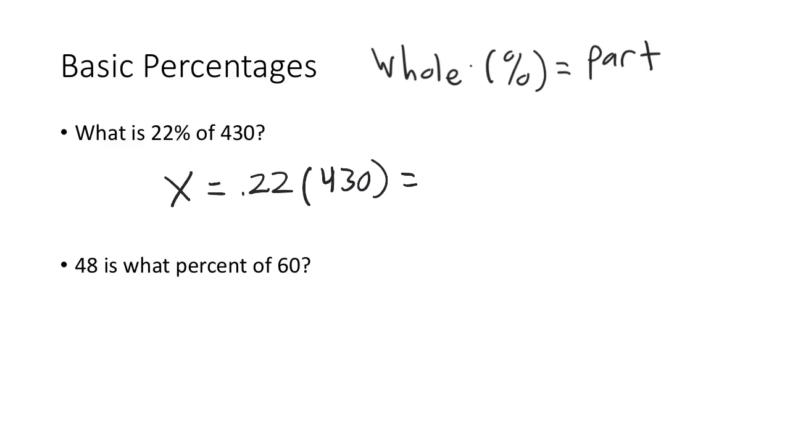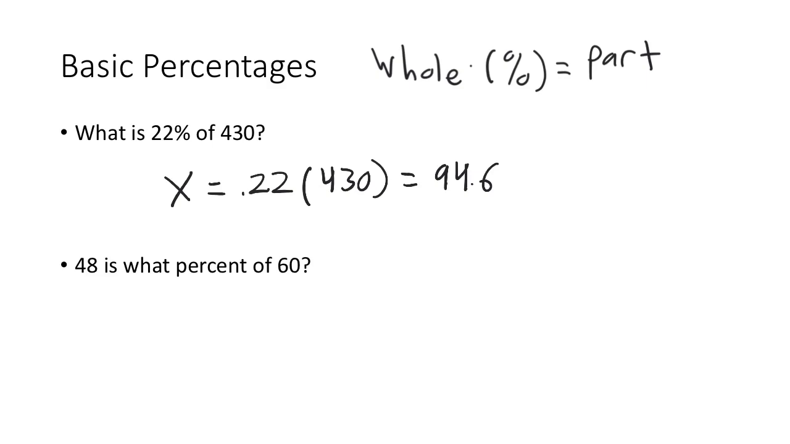So a quick multiplication will tell you that 0.22 times 430 is 94.6. And so there we go. The thing we're looking for is 94.6. 22% of 430 is 94.6.